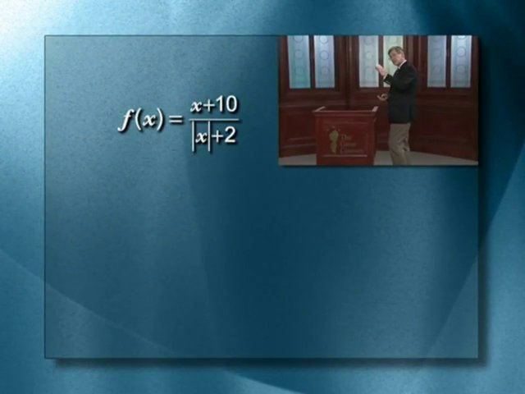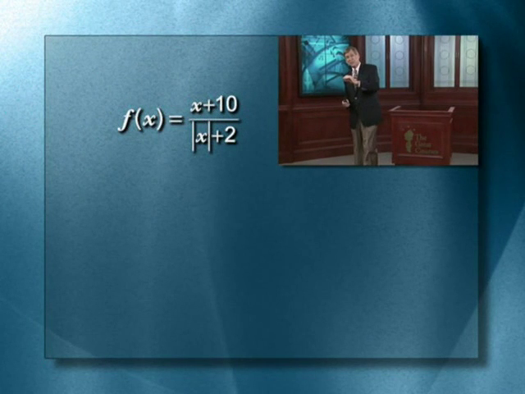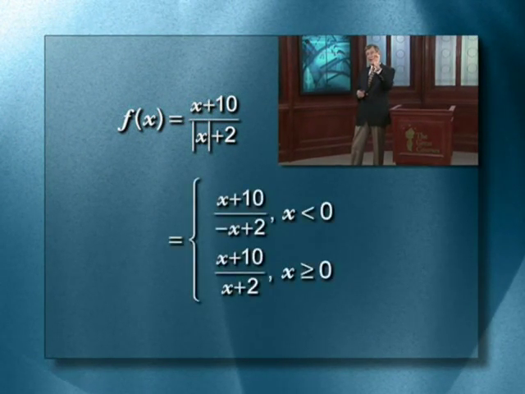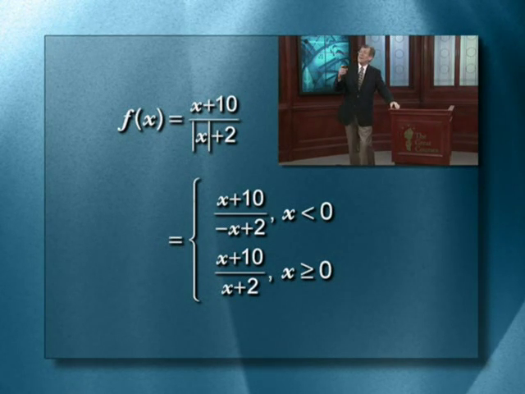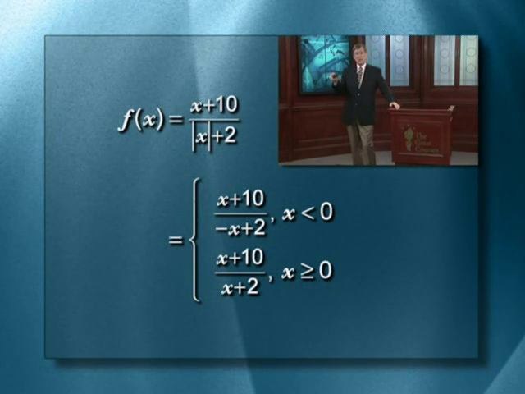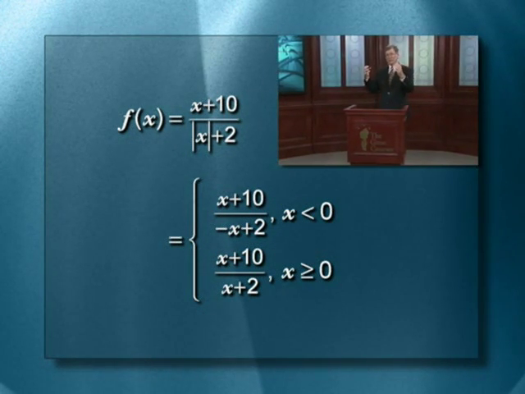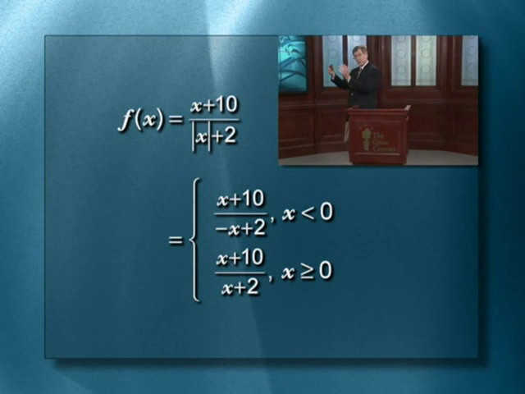So when x is negative, the absolute value of x is minus x. So for negative x, the function equals (x plus 10) over (minus x plus 2). Whereas if x is positive or is equal to 0, then the denominator is just x plus 2. So we've expressed this unusual function, this non-rational function, in terms of two rules. When x is less than 0, do this rule, and when x is greater than 0, do the other rule.